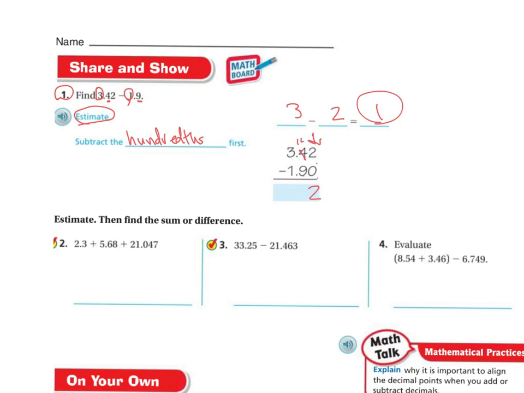This is going to become 14, and your 3 is going to become a 2. So now I have 14 from 9, which is 5. Put my decimal, because I bring my decimal down in that same spot. And I have 1 take away 2, which is 1, which is pretty close to the 1.